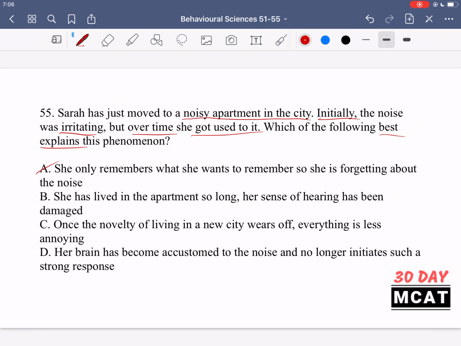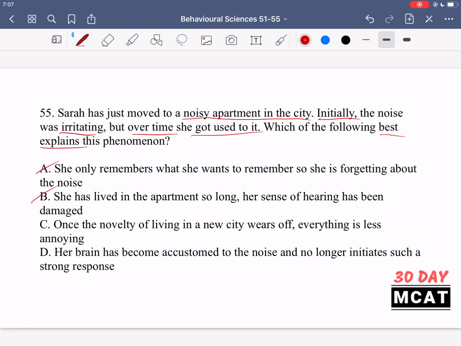B is saying she's lived in the apartment so long her sense of hearing has been damaged. No, that's not likely it. From real life experience, you should be able to just puzzle this out, that this is something that has happened to pretty much everyone that's listening to this, right? A noise which was coming and you noticed it first of all, then gradually lessened or completely went away. It's not because your hearing was damaged. It's because of an actual adaptation which the brain has, which is that it cancels this noise out or stops paying attention to it, even though it still receives a signal. So it's not that her sense of hearing has been damaged. It wasn't that loud a noise. There's another explanation for this, which is an actual change in the brain.